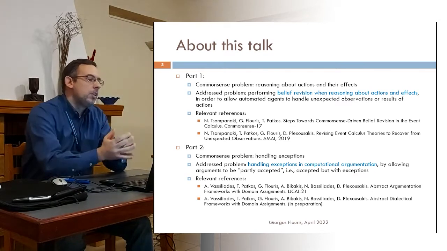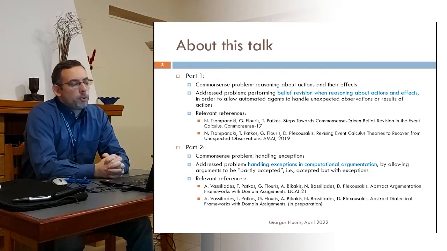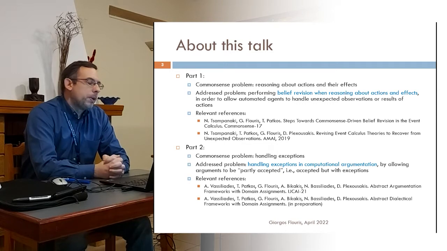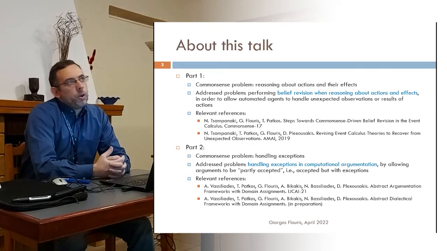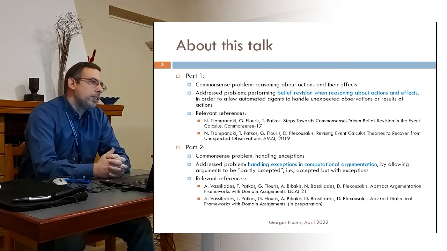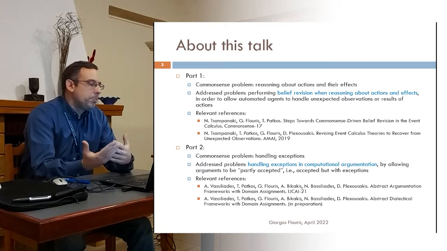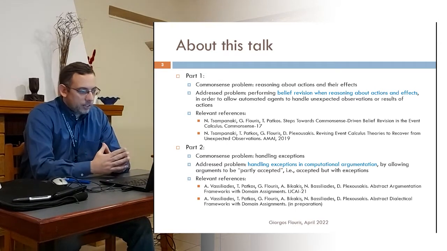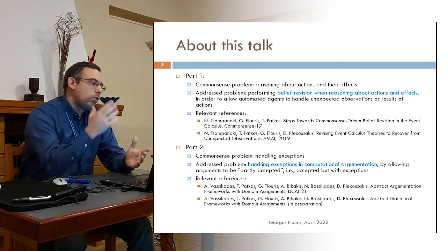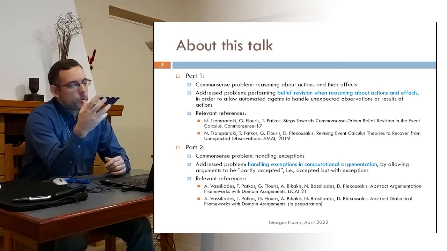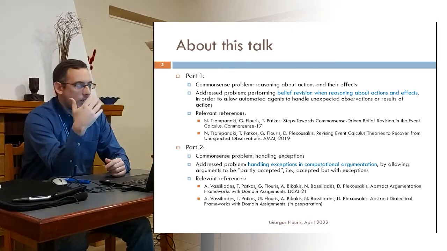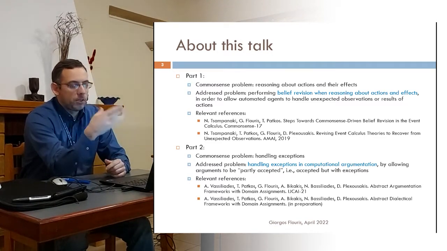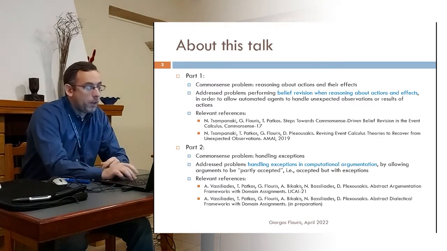The second part deals with the common sense problem of handling exceptions, and in particular, handling exceptions during computational argumentation. In a way, I will explain how we could allow arguments to be partly accepted in the sense of being accepted but with exceptions. And again, this work was presented in last year's SKY, and I will also give you some hints on some work that is yet unpublished, still in preparation. We expect to publish it in the next few months, hopefully.